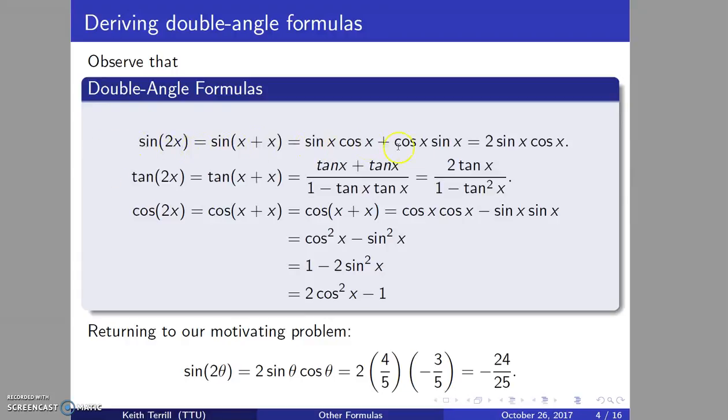So not only can I make the sine of 2x the double angle formula for sine, I can also do it for tangent and cosine, using the exact same technique. Tangent of x plus x will get me 2 tangent of x over 1 minus tangent squared of x.